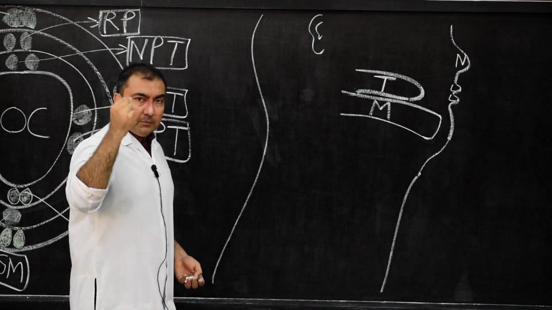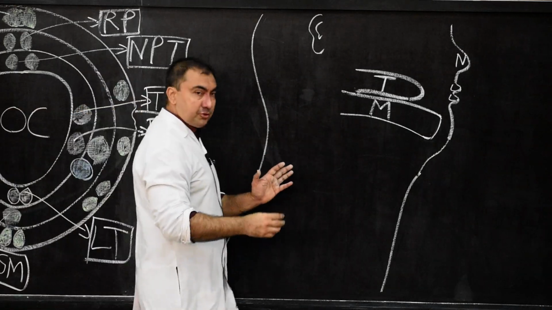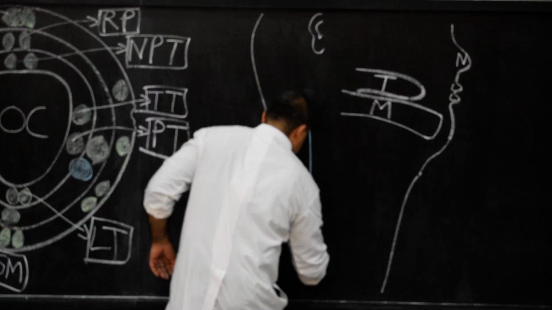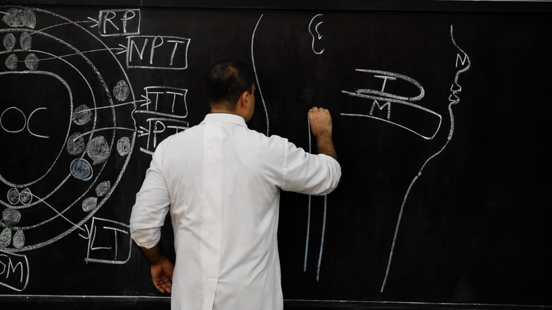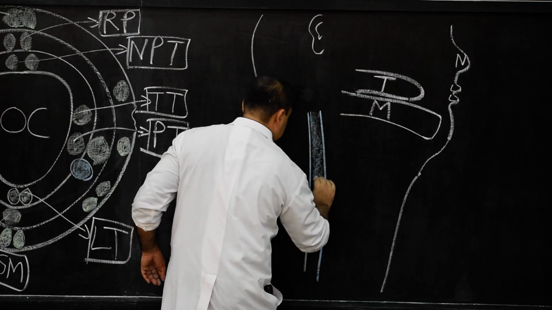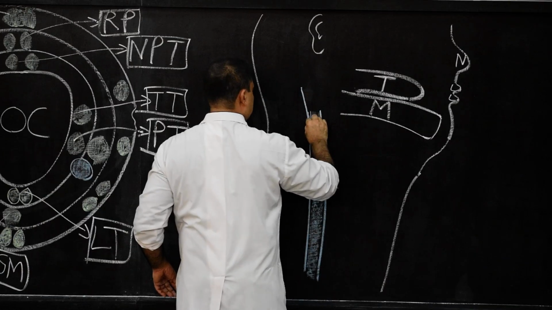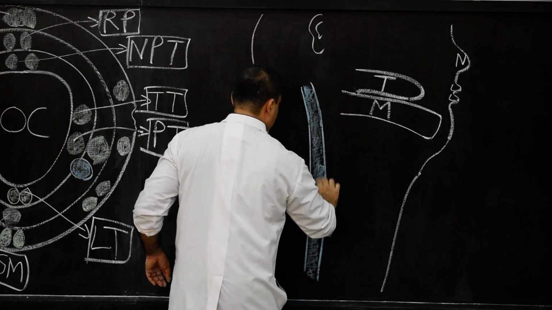And then the most important structure which we have to draw, around here, we show the internal jugular vein. That is what we need to show. This is the internal jugular vein which we need to show. This is how we show the internal jugular vein.